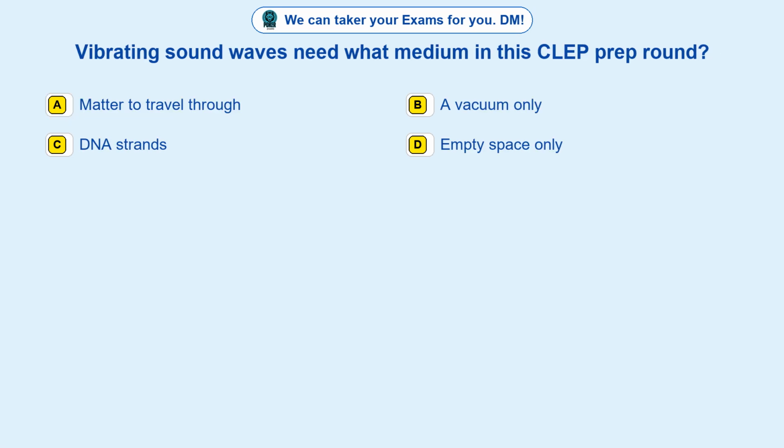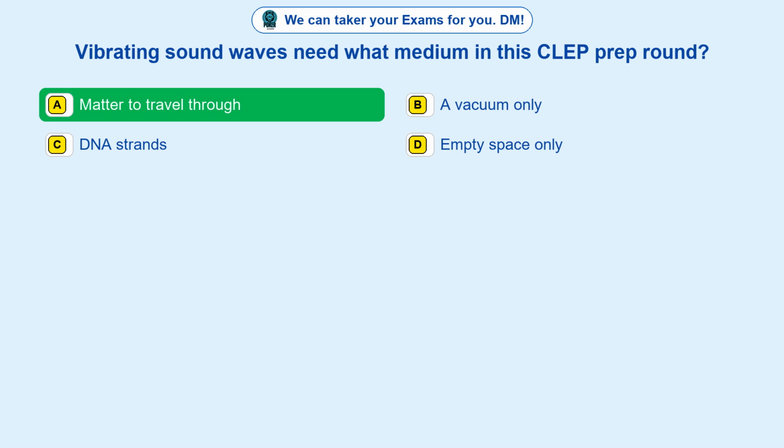Question 65. Vibrating sound waves need what medium in the CLEP prep round? Option A, matter to travel through. Option B, a vacuum only. Option C, DNA strands. Option D, empty space only. The correct answer is option A.